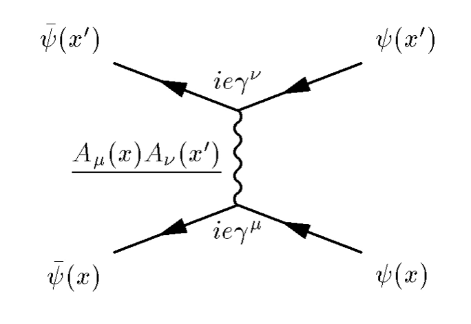The variable u goes from 0 to infinity, while v goes from 0 to 1. The variable u is the total proper time for the loop, while v parametrizes the fraction of the proper time on the top of the loop versus the bottom.